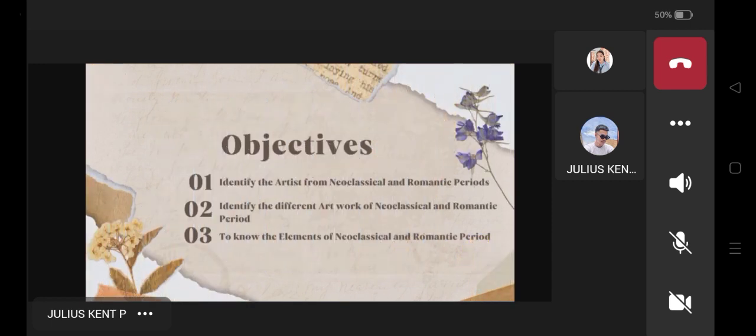Ito yung objectives ng ating topic for today. Number 1, identify the artists from Neoclassic and Romantic period. So, ma-identify natin at ma-differentiate natin yung mga artists ng Neoclassical at Romantic period. And number 2, identify the different artwork of Neoclassical and Romantic period. Ang identify naman natin dito ay ang mga artwork ng bawat artist. Number 3, to know the elements of Neoclassical and Romantic period.